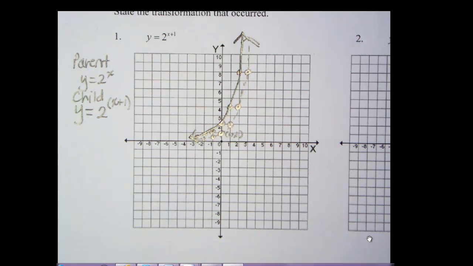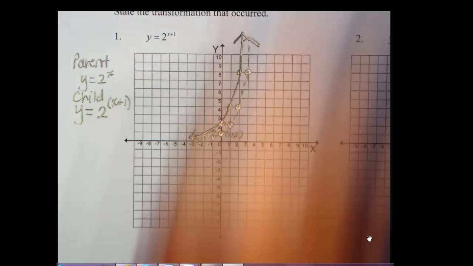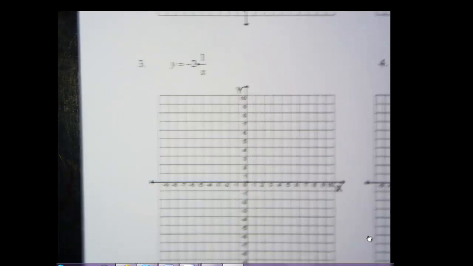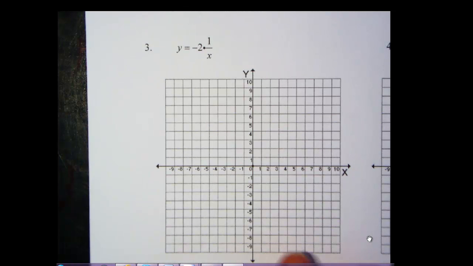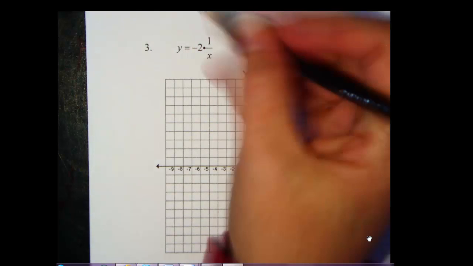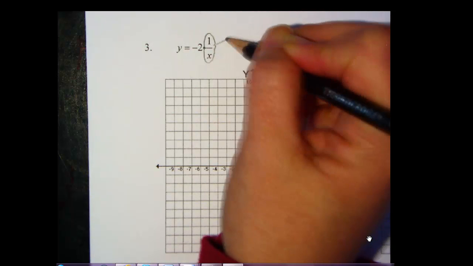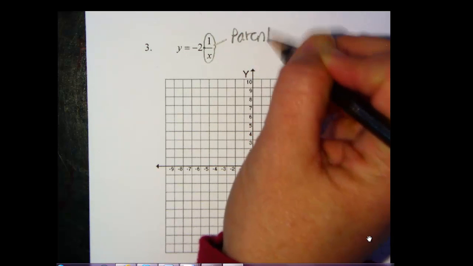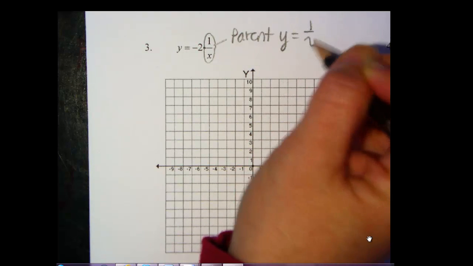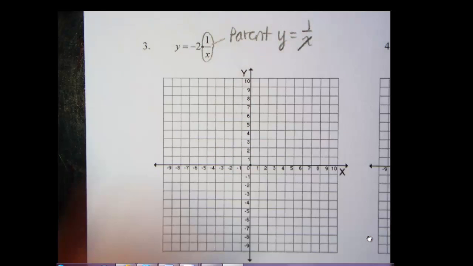Okay, like I said before, we're going to skip 2 for now, and let's move to number 3. So here I have y equals negative 2 times 1 over x. Our parent graph is y equals 1 over x. That was our hyperbola with 2 different curves and 2 different asymptotes.